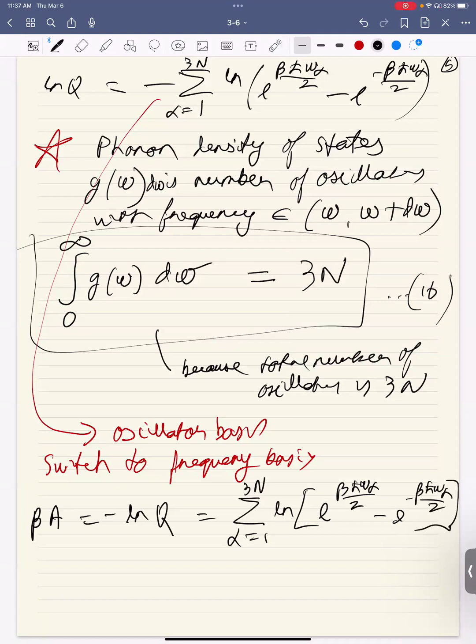And now if I want to switch it into frequency space, I will have a very similar equation, but now I will sum from 0 to infinity. Instead of looking at each oscillator having this partition function, I will look at the number of oscillators which have that frequency and then multiply with the same thing.